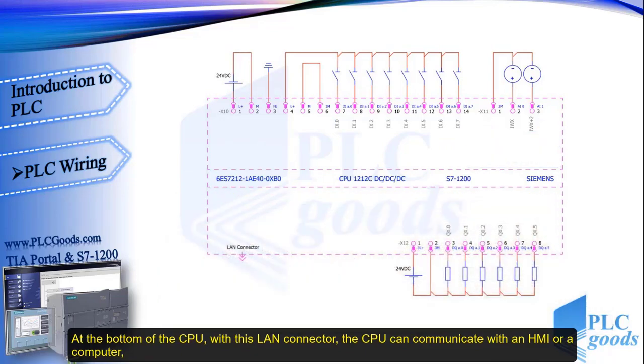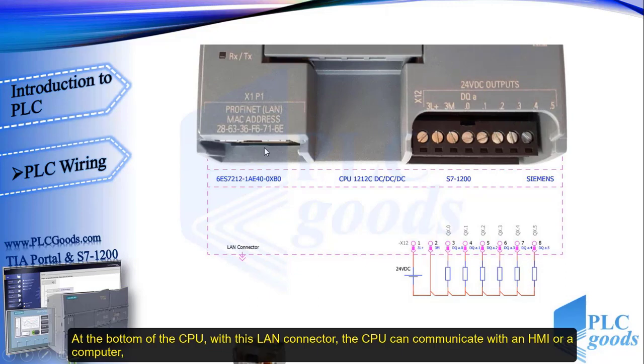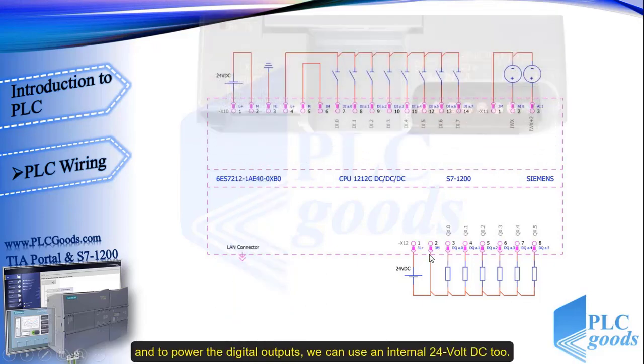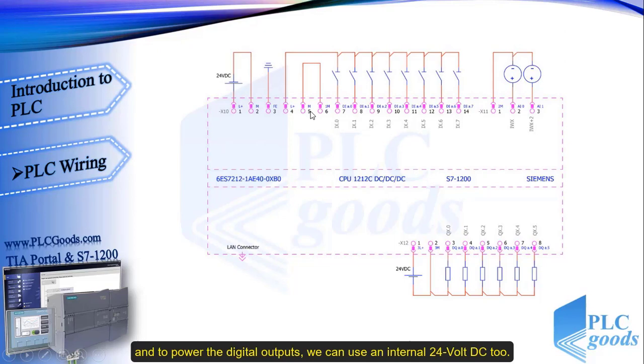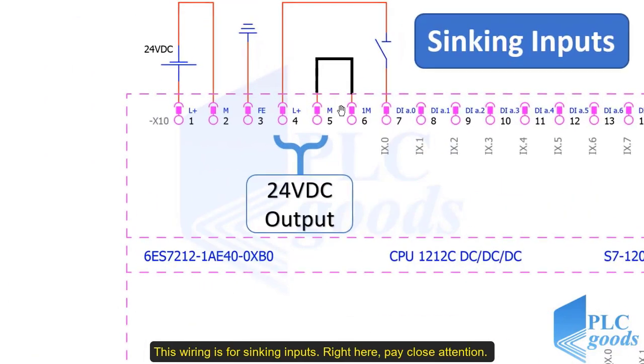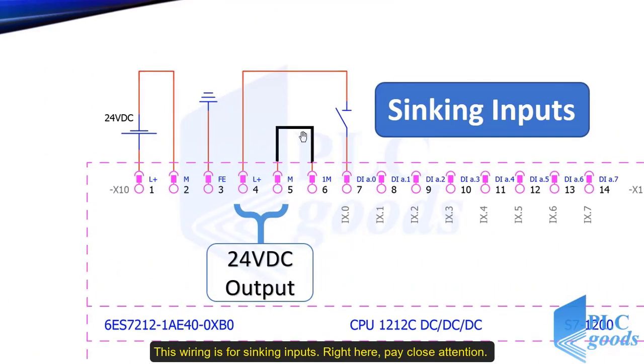At the bottom of the CPU, with this LAN connector, the CPU can communicate with an HMI or computer, and to power the digital outputs, we can use an internal 24 VDC too. This wiring is for sinking inputs. Right here, pay close attention.